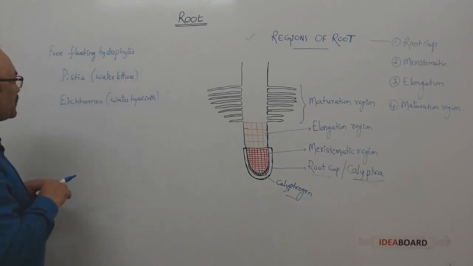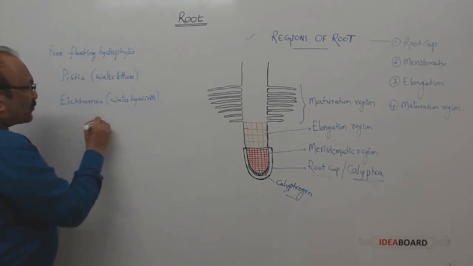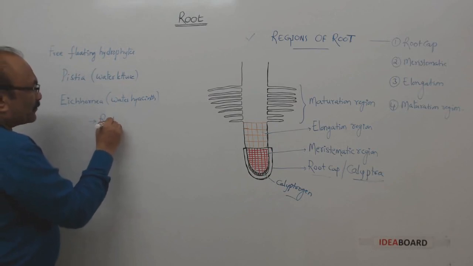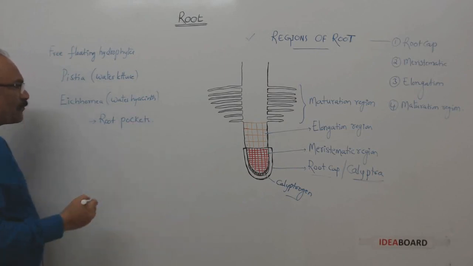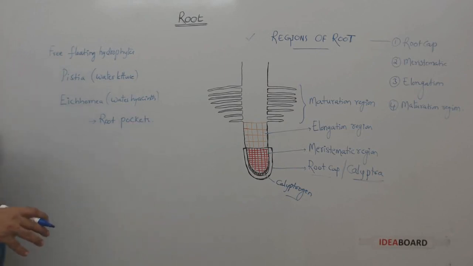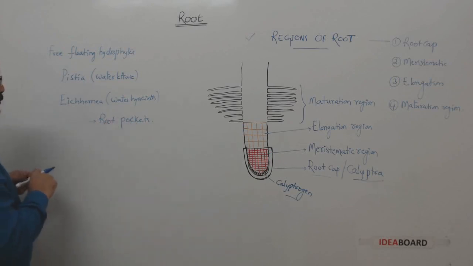So in these plants, the root caps are absent, and in the place of root caps, you will find what? Root pockets, because they're floating freely in the water, and the roots are also in the water. So that's why they have root pockets instead of root caps.